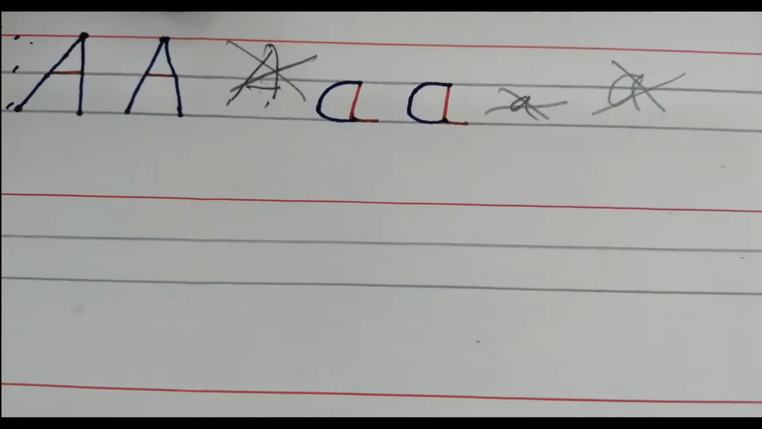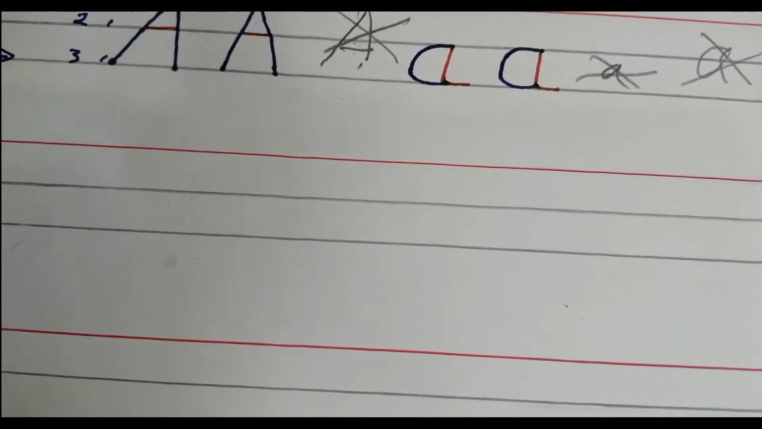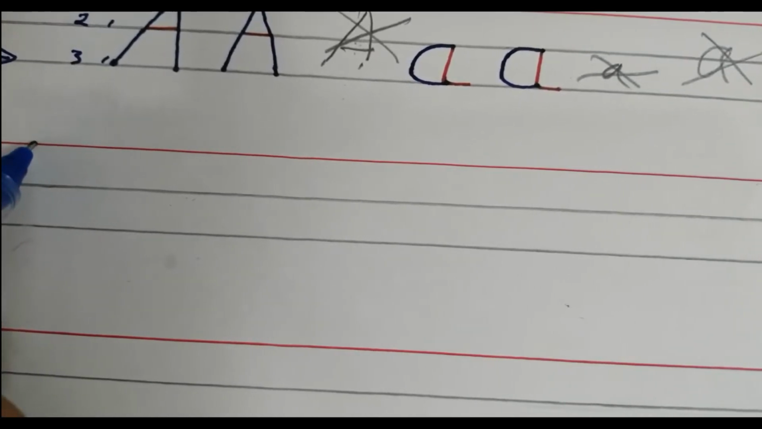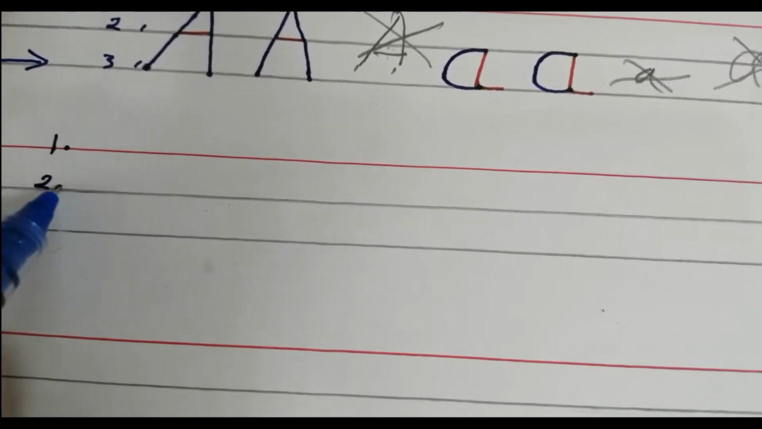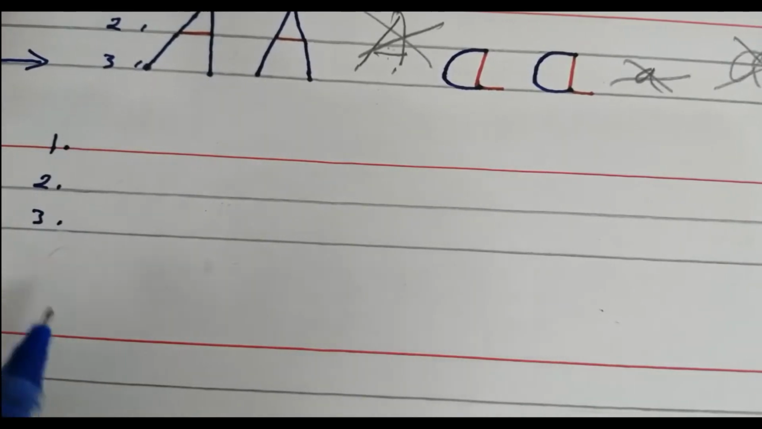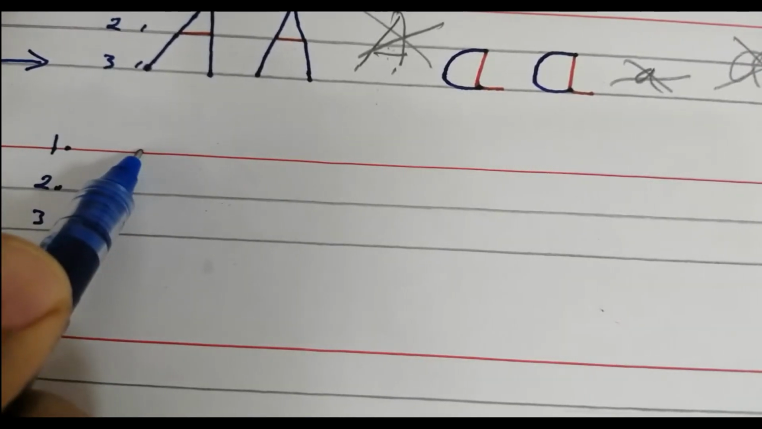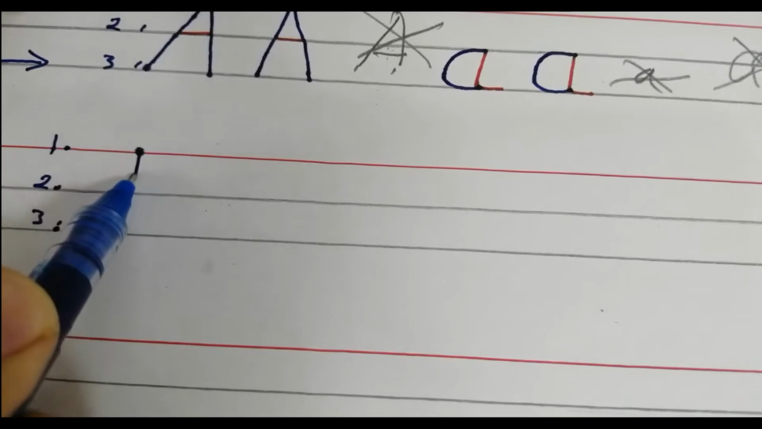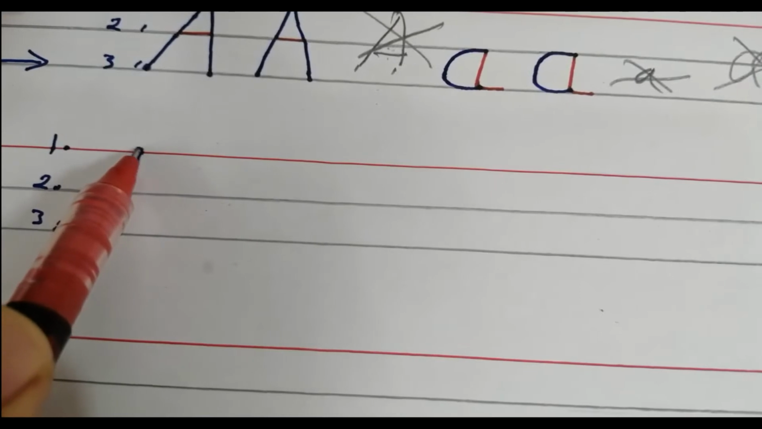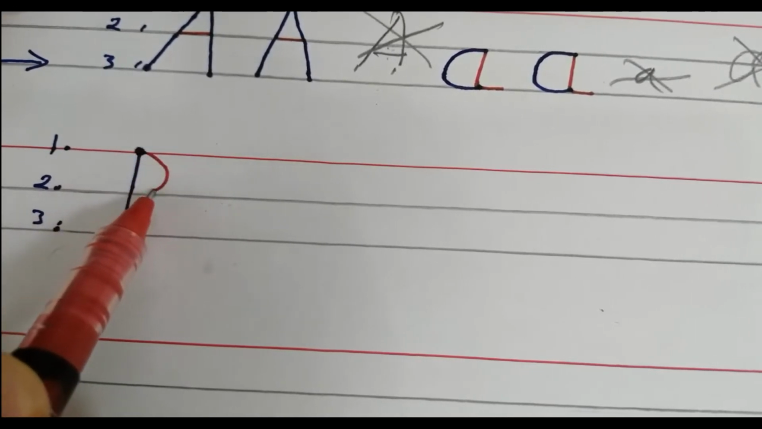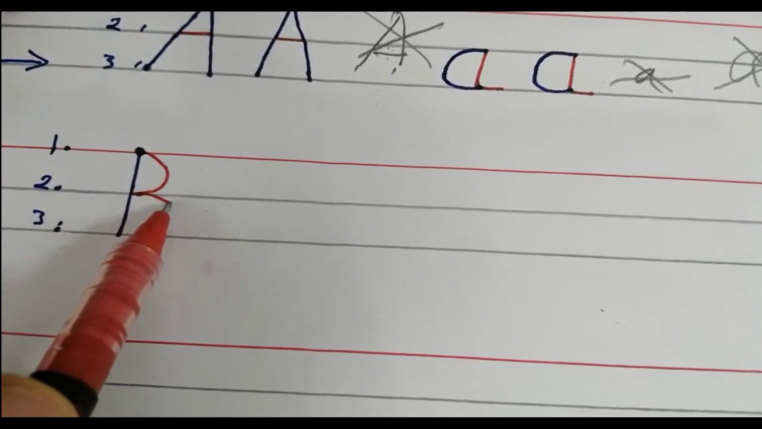Okay, now let's go to the second line to write B. How to write B? We have here three lines, line 1, line 2, line 3. B, a falling line from line number 1 to line number 3, and a half circle from line number 1 to line number 2, and another half circle from line 2 to line 3.